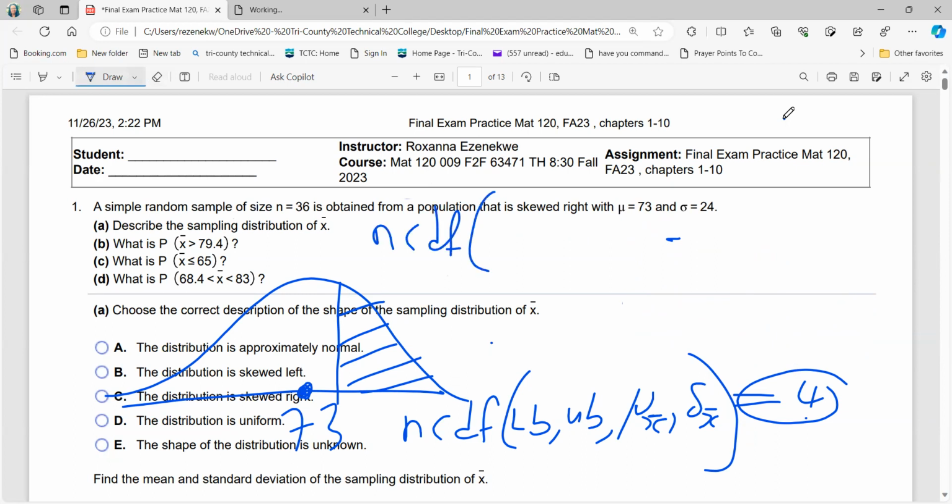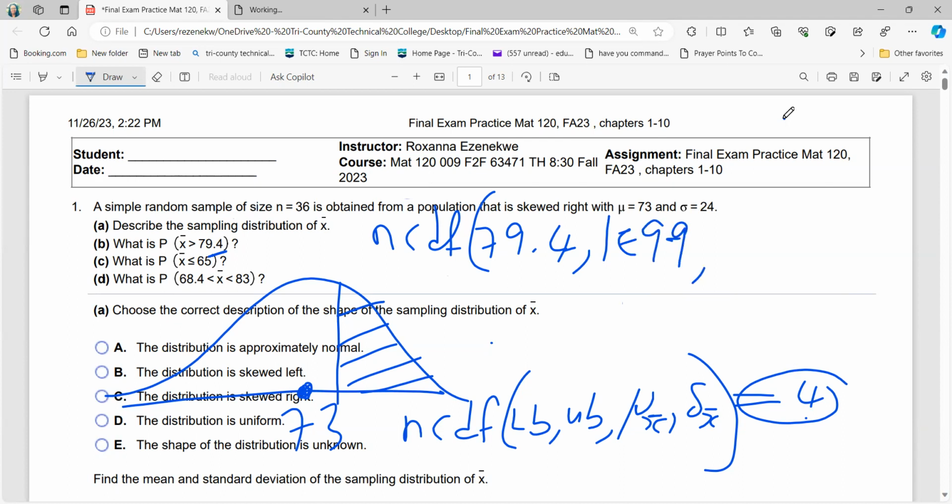I already know that lower bound is 79.4 because I'm accumulating to the right. Remember, it is area to the right. My calculator does not understand infinity. So the infinity to the right is positive infinity, 1e to power 99.